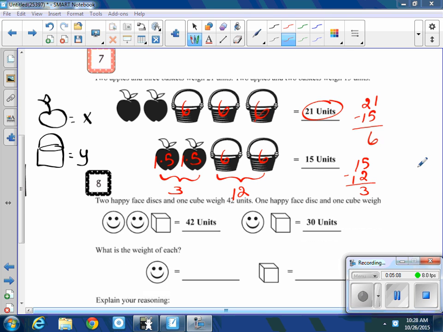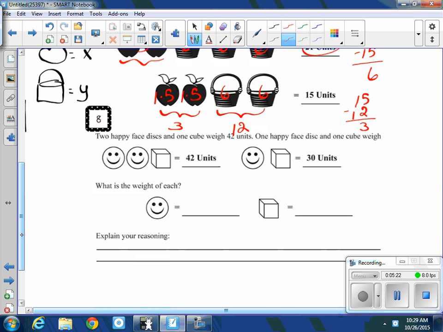Thank you, Mel. All right, so if the apple equals 1.5, you can go back. Remember, this is going to be 3 together. So 6 times 3 is 18, plus 3 is 21, so we got it right. We did it correctly. All right, let's do the next one.